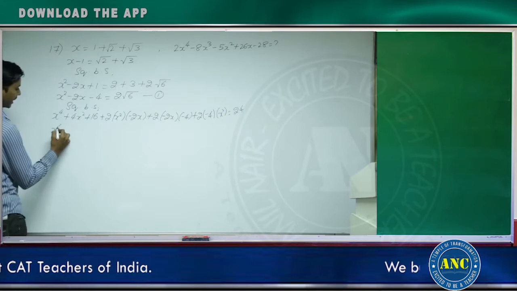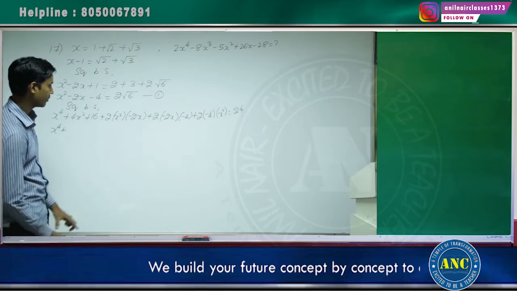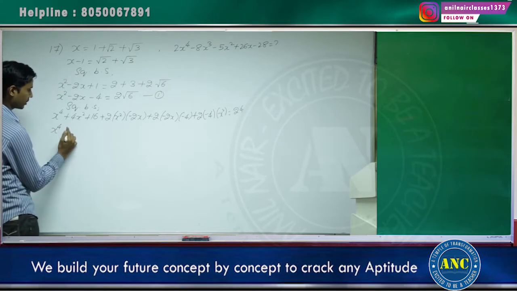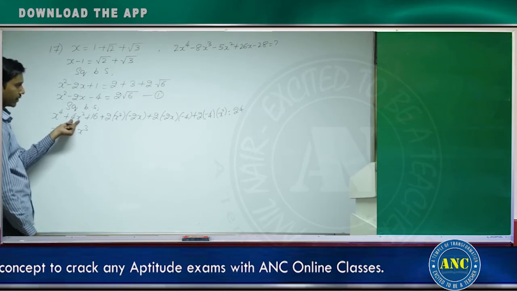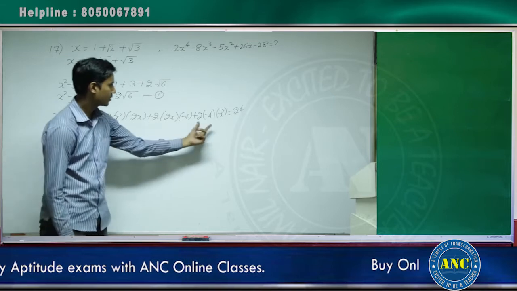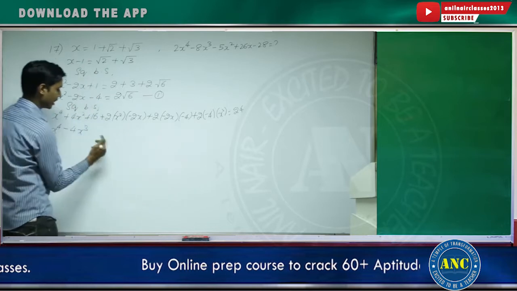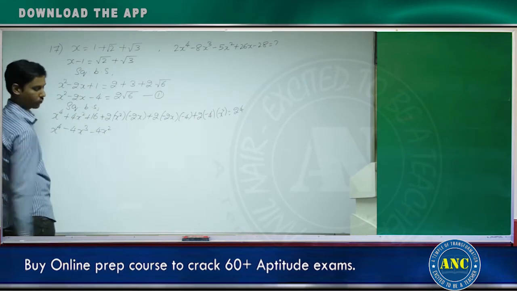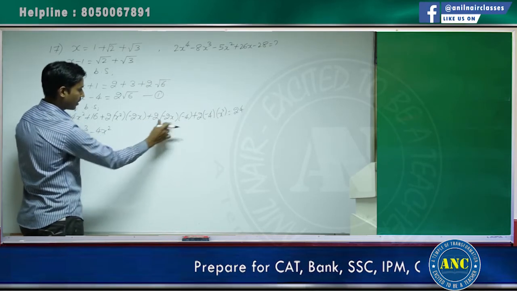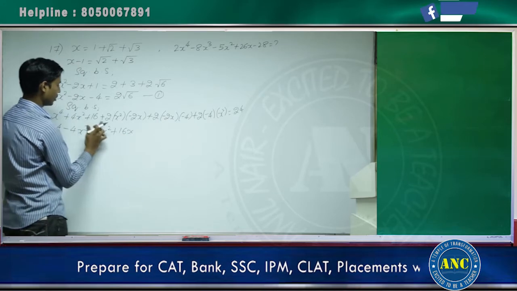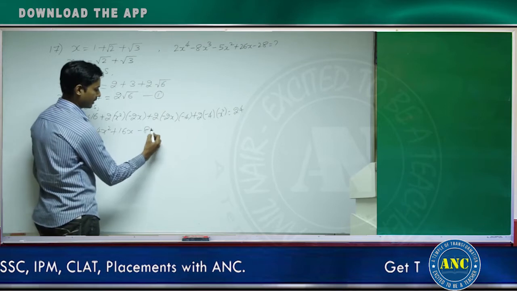If I simplify x power 4, the x cube term is the only one present, that is nothing but minus 4x cube, right? Next, x square: 1 and 4x square terms are present, and another term is minus 8x square. 4x square minus 8x square is nothing but minus 4x square, right? The x term is the only one present, so this is plus 16x. The constant is plus 16 minus 24, it becomes minus 8, equal to 0.